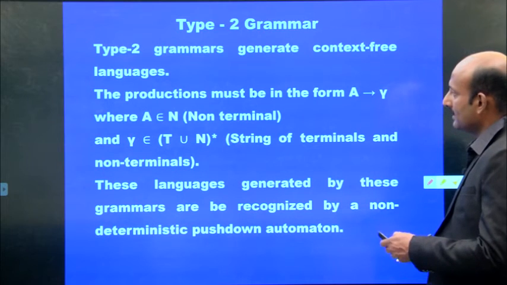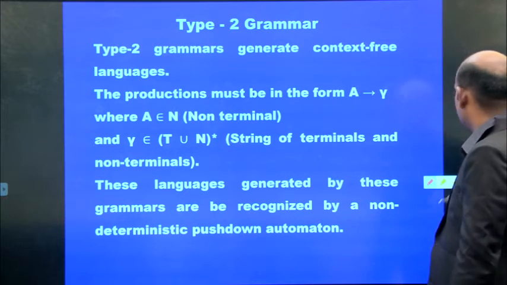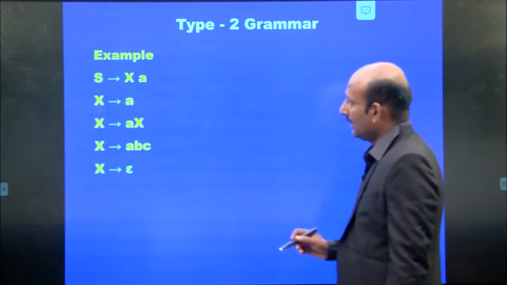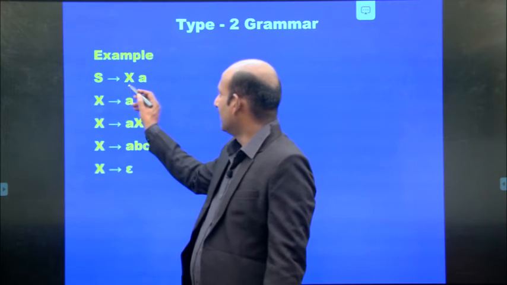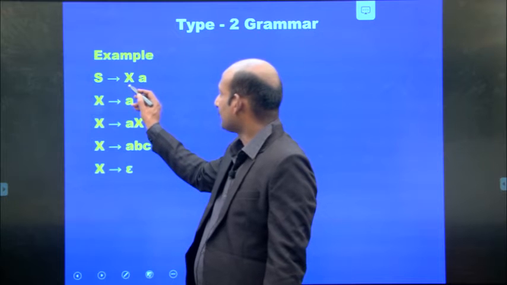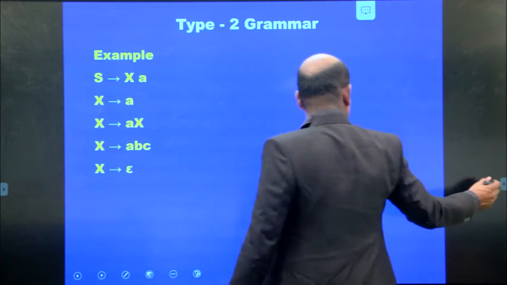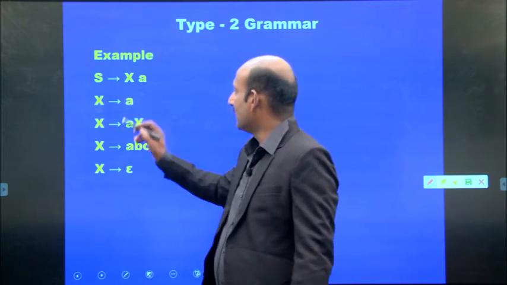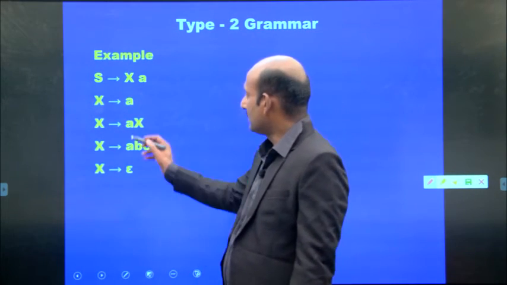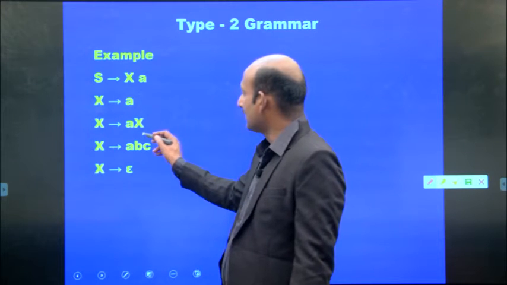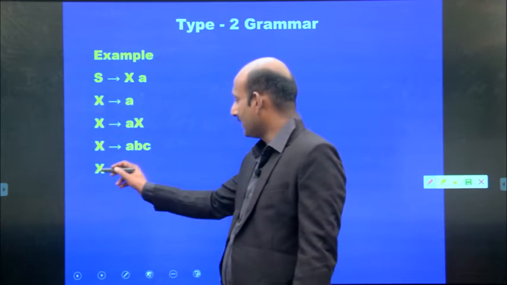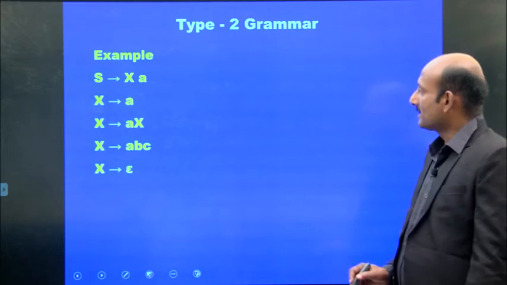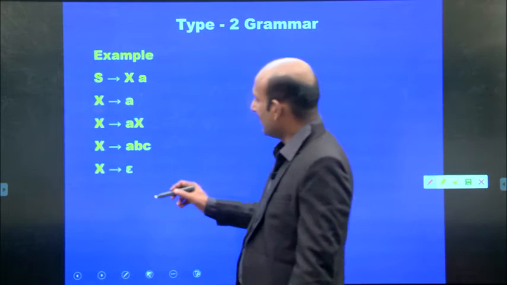Now, let's see this example of a type 2 grammar. S gives X A, where X implies a terminal symbol. Likewise, X gives AX, X gives ABC and X gives epsilon. So, what is here? The left hand side.